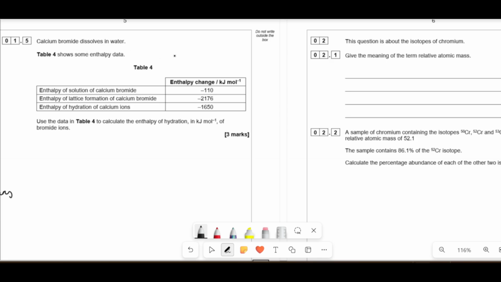So calcium bromide dissolves in water. Here's some enthalpy data. Use the data in table 4 to calculate the enthalpy of hydration of bromide ions. So I've seen so many people tell me this is how they do it: I do this formula, I do that, this and that.